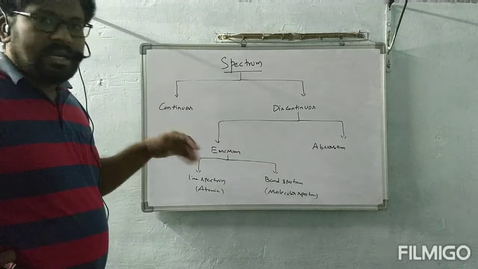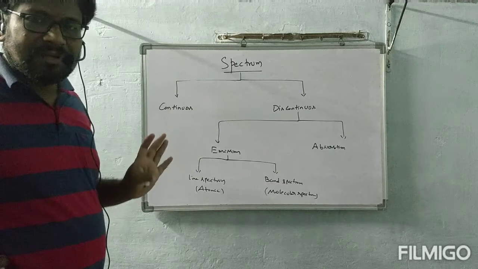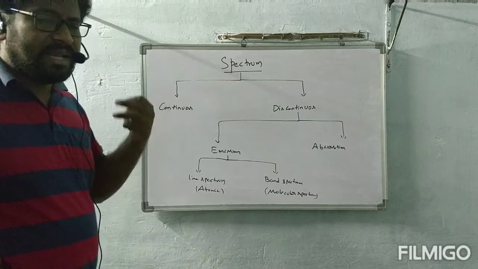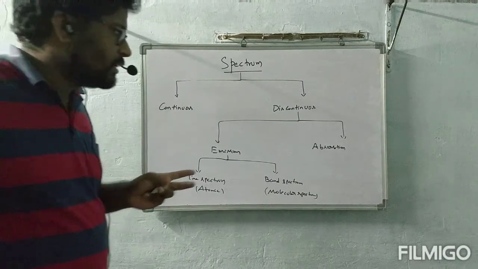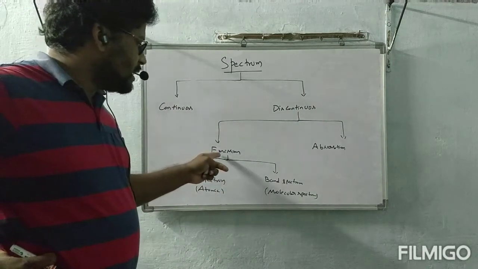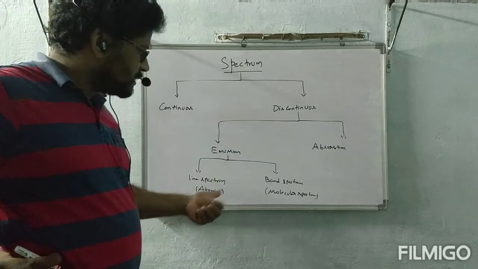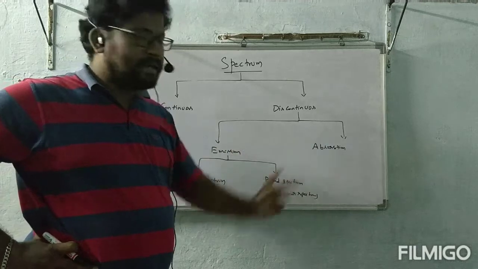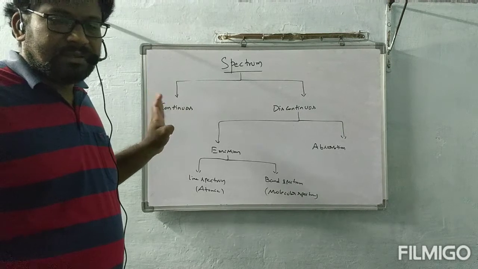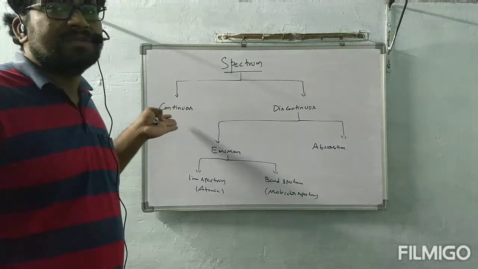Artificially, if you take any element or molecule in our lab, not with sunlight, and you are able to get any other spectrum, that is a discontinuous spectrum. Under the discontinuous spectrum, again two types are there: emission spectrum and absorption spectrum. Emission spectrum has line spectrum and band spectrum. Absorption spectrum has only one type. The continuous spectrum is simple; we know the formation of a rainbow, and these come under continuous spectrum only.